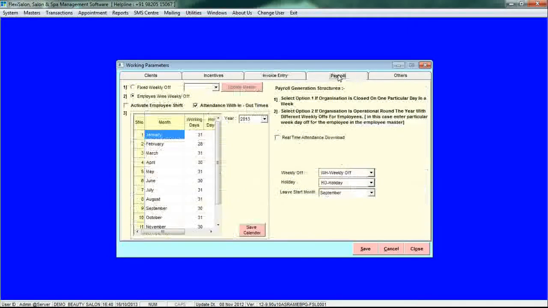Then we come up to the next part of payroll. Payroll is like whether your salon has a fixed weekly off, or whether your salon is off on Monday or some particular day, then you can set this. Otherwise, the majority of salons in the market have employee wise weekly off. Each and every employee will be having a weekday off. Maybe one employee would be off on Monday, the other on Tuesday, and the rest on Wednesday, Thursday, accordingly, depending upon your salon categories. Thank you.